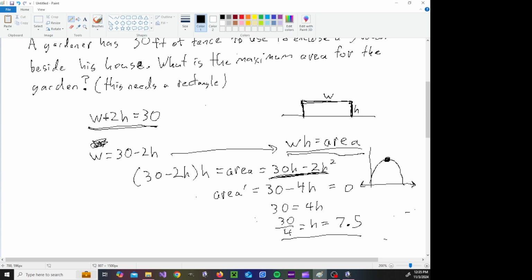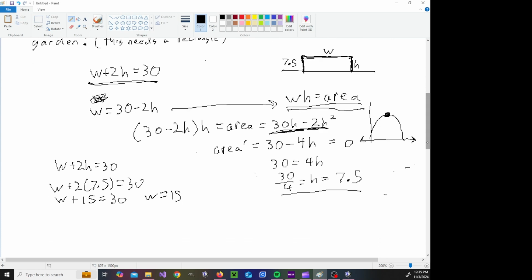So I have the maximum area when my height, when this h here, is 7.5. So can I figure out what w is? Well, yeah, w plus 2 times h is equal to 30. So w plus 2 times 7.5 is equal to 30. Well, 2 times 7.5 is 15. So w plus 15 is 30, tells me that w itself is equal to 15.